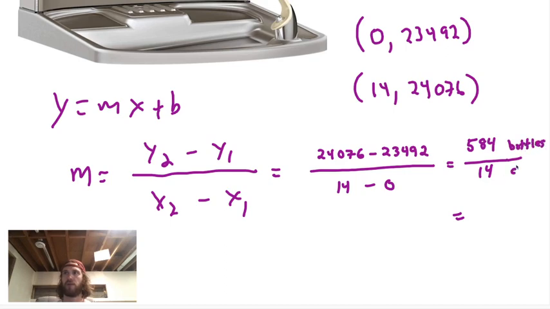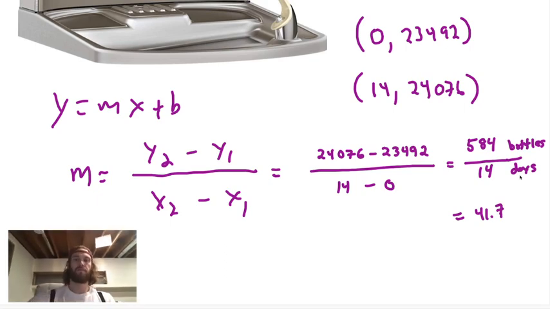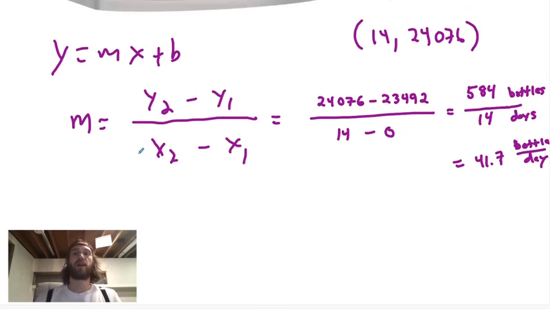And on the bottom we have days. So when we do the division here, you end up with 41.7. So on average, over this period of time, this particular water filter is processing around 41.7 bottles per day that passes. So great, now we know the slope. We've taken those two points and we've made our calculation.